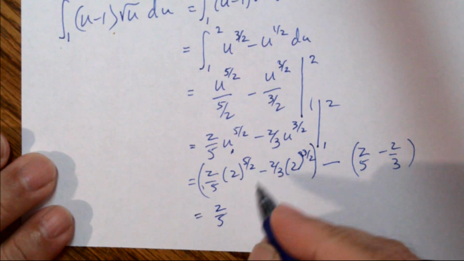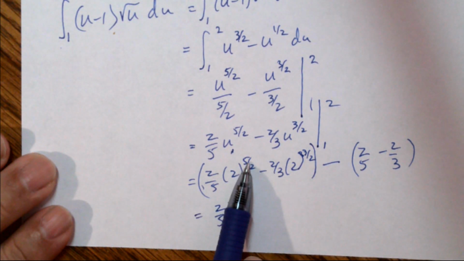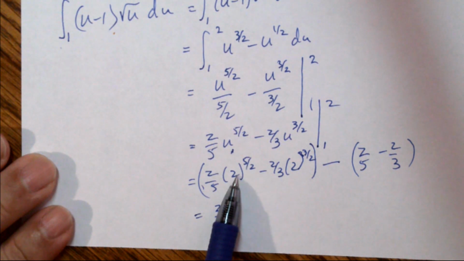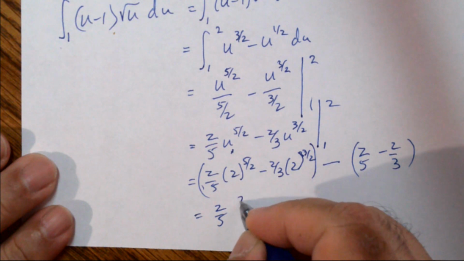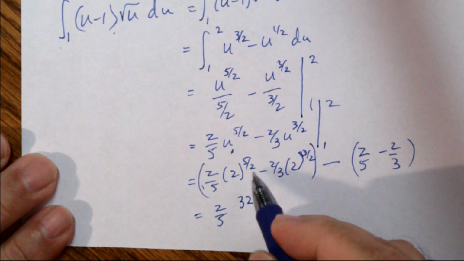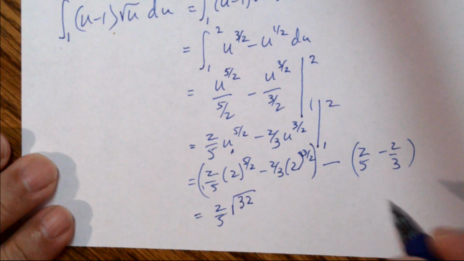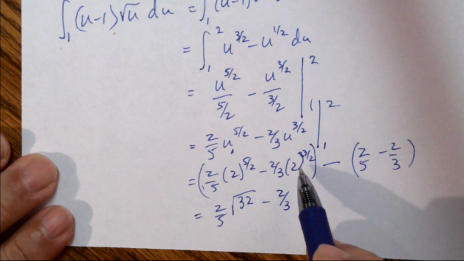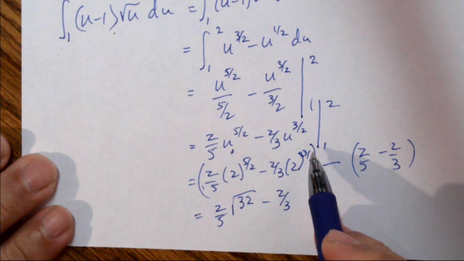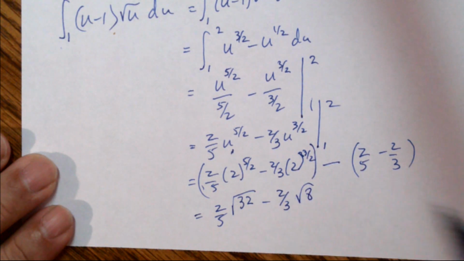2 to the 5/2. Well, remember the exponent in the numerator, or the numerator of the exponent, is just a regular exponent. So that's 2 to the 5th. So I can read that as 32, and the 1/2 is square root, minus 2/3. So 2 to the 3rd is 8, so it's square root of 8.